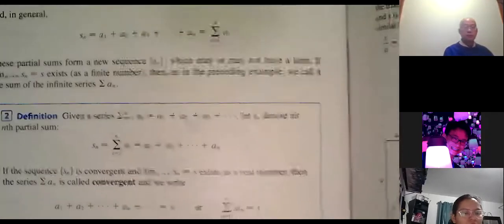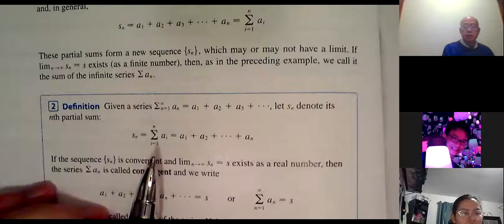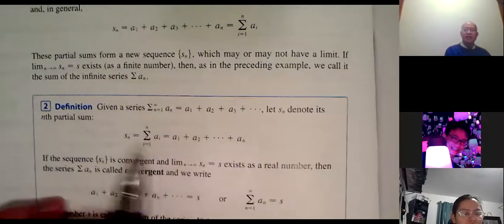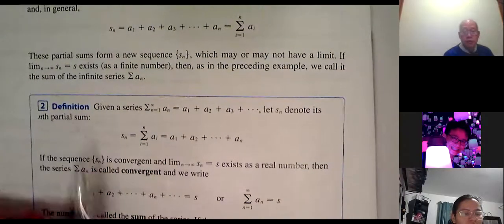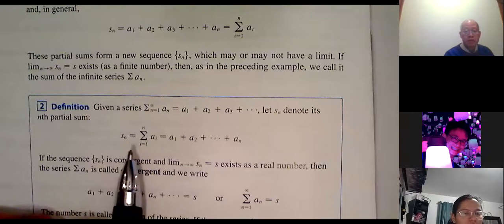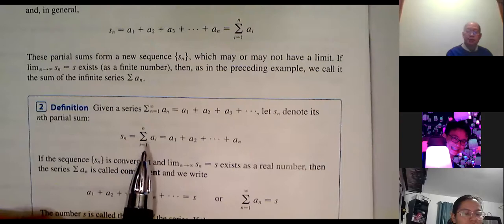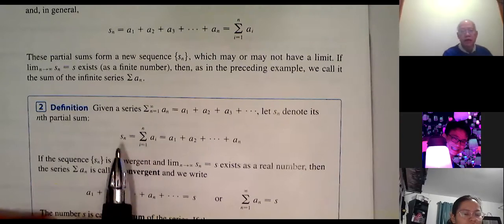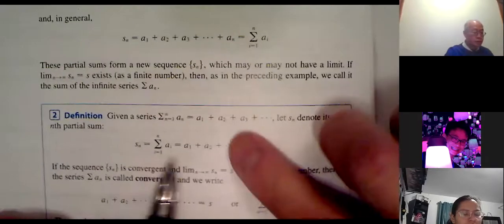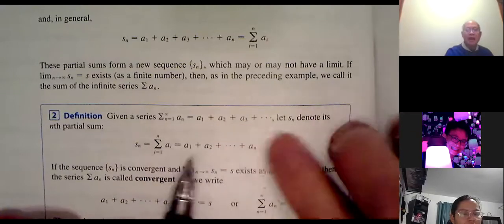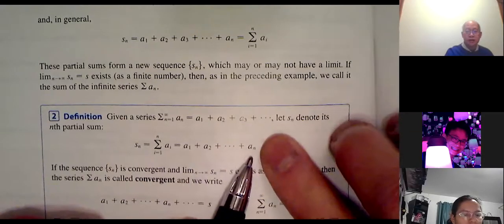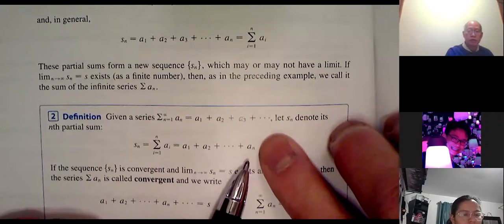Okay. All right, so on page 708, a series, S sub n, is the nth partial sum. S sub n means the sum of the first n terms. So S1 is the sum of the first 1 terms. It's just the first term. S2 means this. Sn means this: add up the first n terms, a1 plus a2 plus a3, and so on.